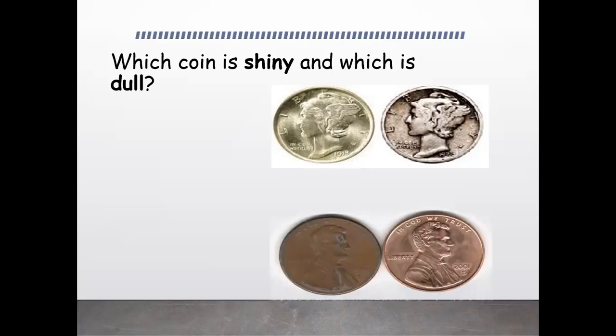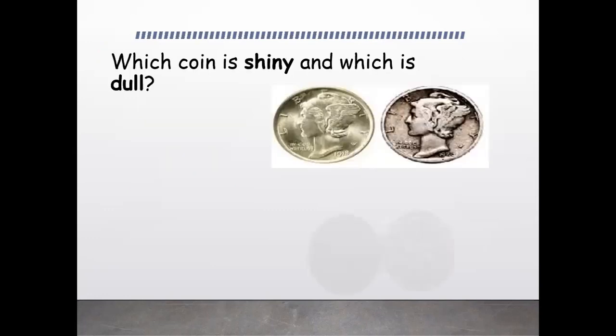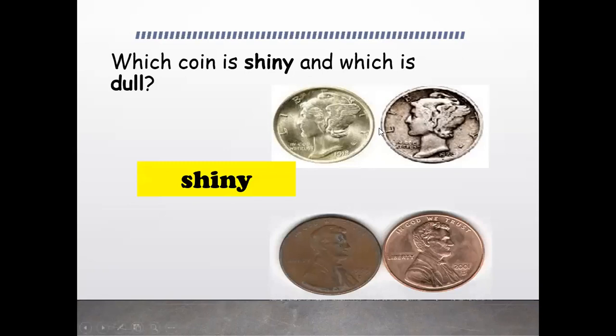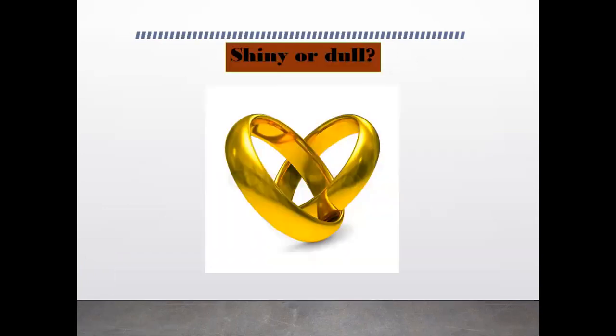Okay, this one. Which will be shiny? The right, and the left will be dull. So shiny means it's a material that is reflecting a lot of light, and dull means it is reflecting less light. Okay, those are the shiny ones, and those are the dull ones. This one, golden ring, shiny or dull? Yes, shiny, it's reflecting a lot of light.